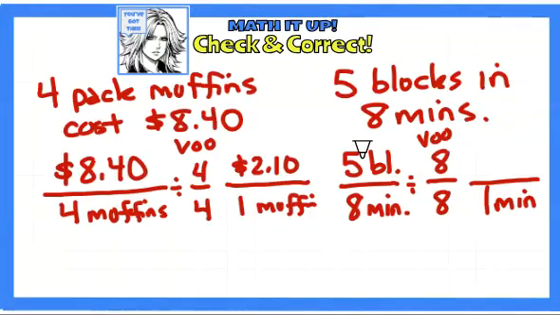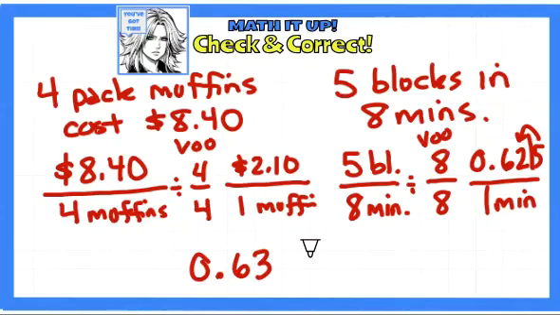And a 5 divided by an 8 is going to get me 0.625. And again, we are used to rounding numbers back to the 100th place. So I would take a look at this digit and say that this would be 0.63 miles in 1 minute. So a little over half a mile per minute.